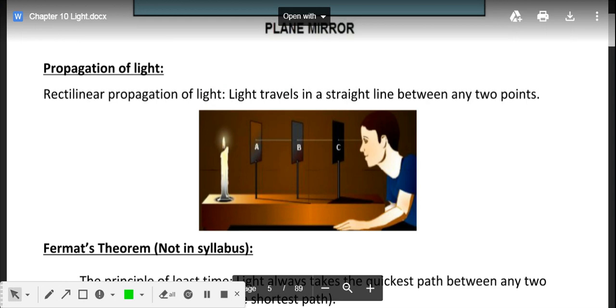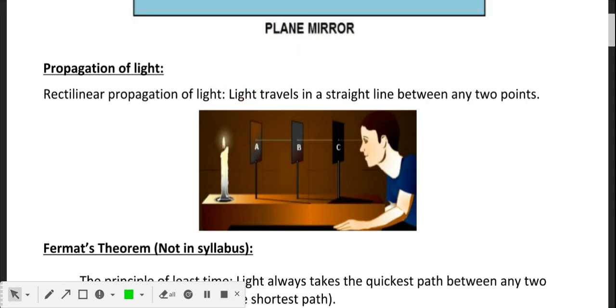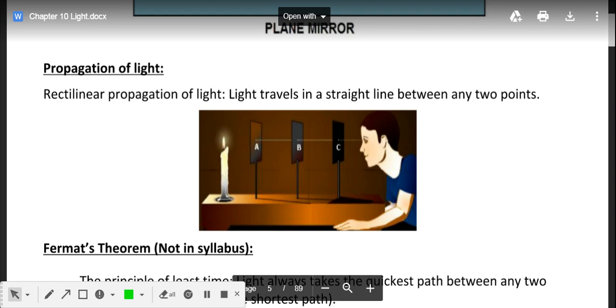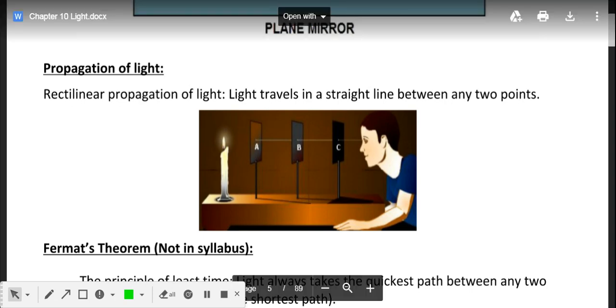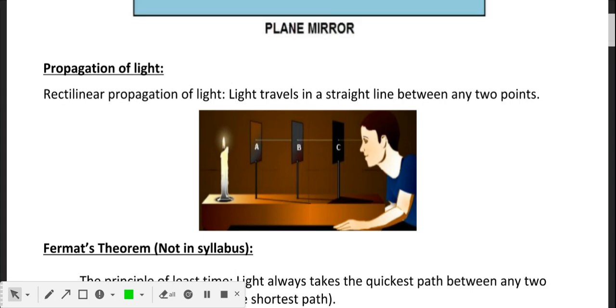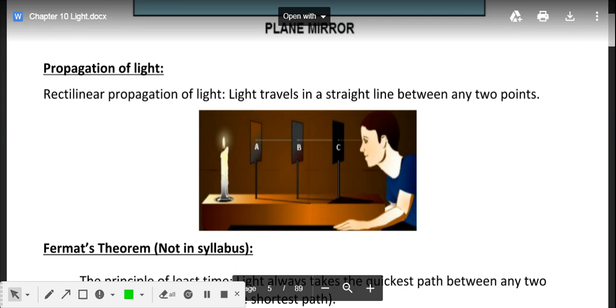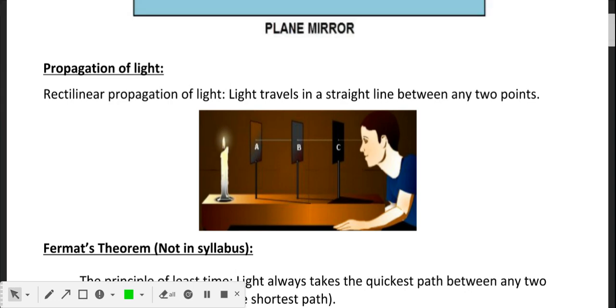Rectilinear propagation of light. You can see in this figure. You can do this experiment at your home also. So light travels in a straight line between any two points. We have put a candle. Then we have three slits. You can take pieces of paper and put some holes parallel to each other. Then you can see a beam of light, right? And do this experiment in a dark room.